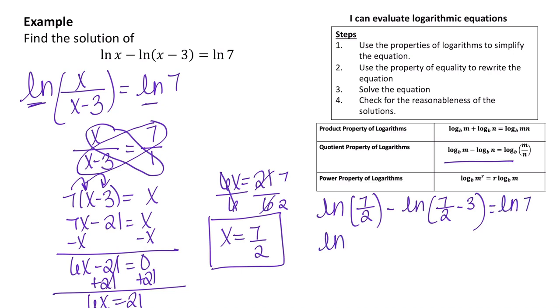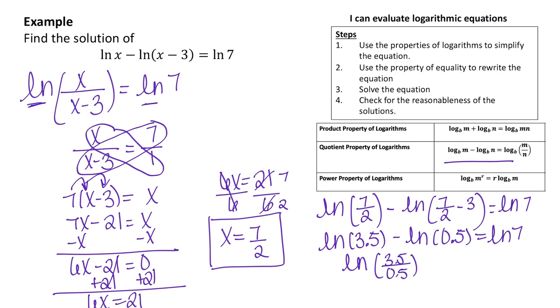So that tells us the natural log of 3.5 minus the natural log of 0.5 equals the natural log of 7. And actually, we can simplify this using the quotient property, right? This is the natural log of 3.5 divided by 0.5. And that does, in fact, equal the natural log of 7, right? If you do 3.5 divided by 0.5, that tells you the natural log of 7 equals the natural log of 7.